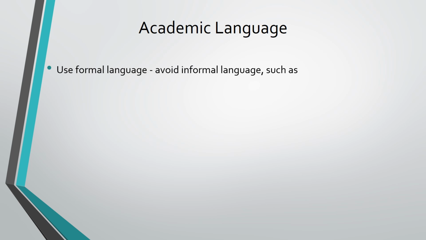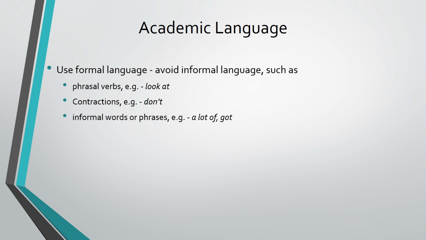Some common informal language forms are phrasal verbs such as look at, contractions such as don't, and informal words or phrases such as a lot of, got. More formal alternatives are examine, do not, extensive, numerous, obtained.